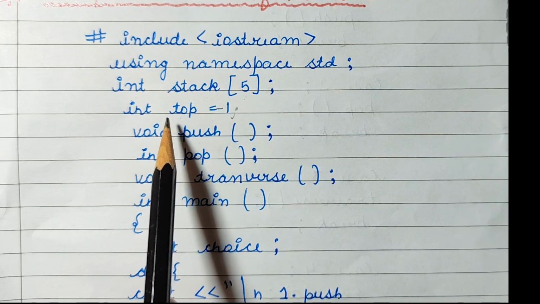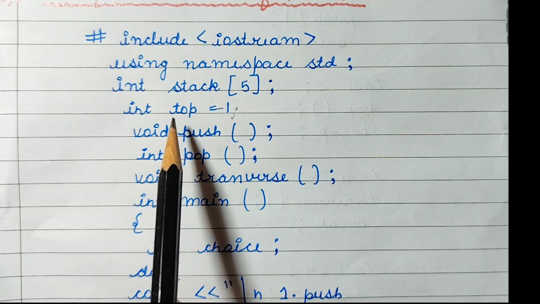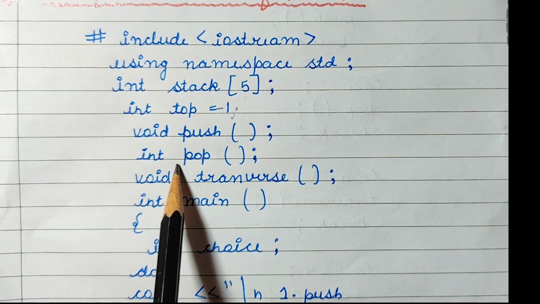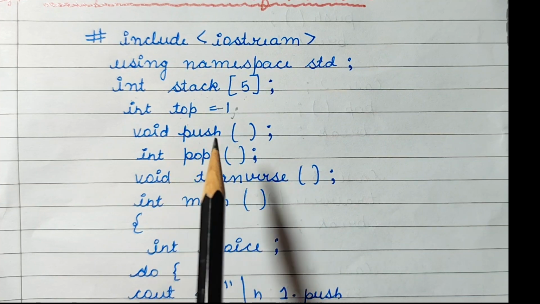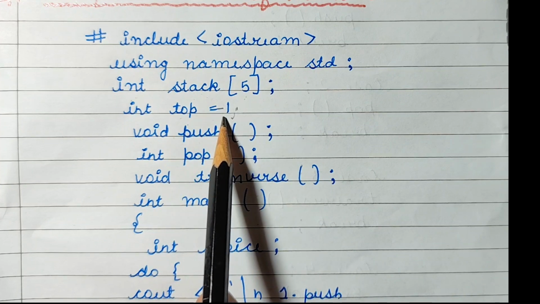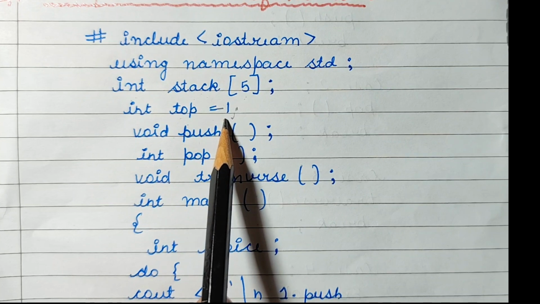And after this I declare a variable of name top, because in stack top variable is used for performing push and pop operation, and at the starting time when there is no element in a stack, at that time top has the value -1, so I initialize top with value -1.